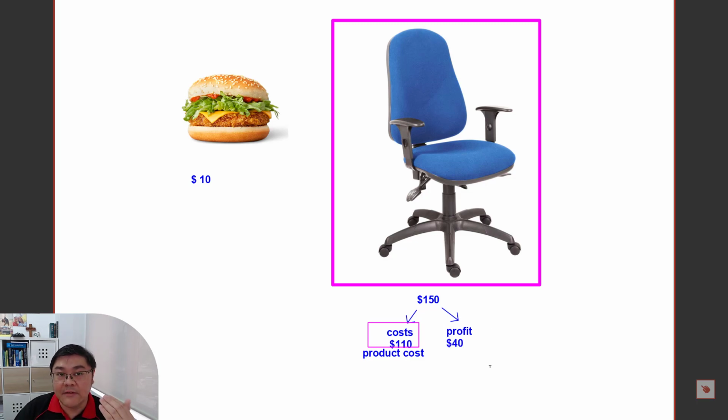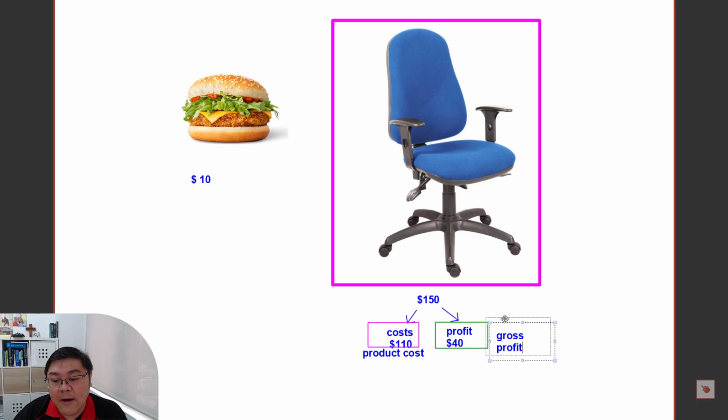Now, that is not going to be the profit for the business, but this is only the profit that you will get from selling this chair. This is the profit that you're going to get from selling this chair. So normally from a business or from an accounting point of view, we would like to call this profit a gross profit.